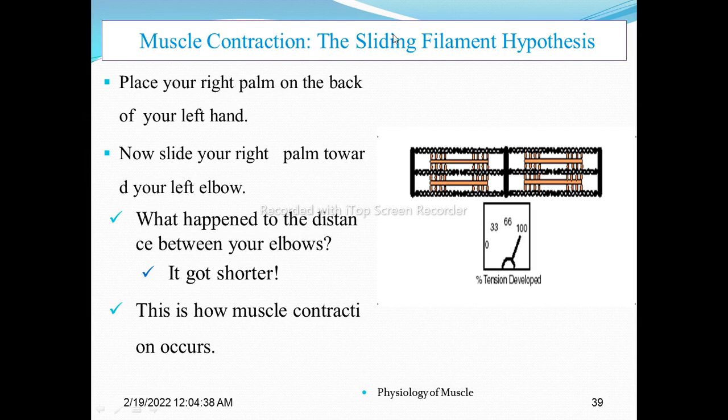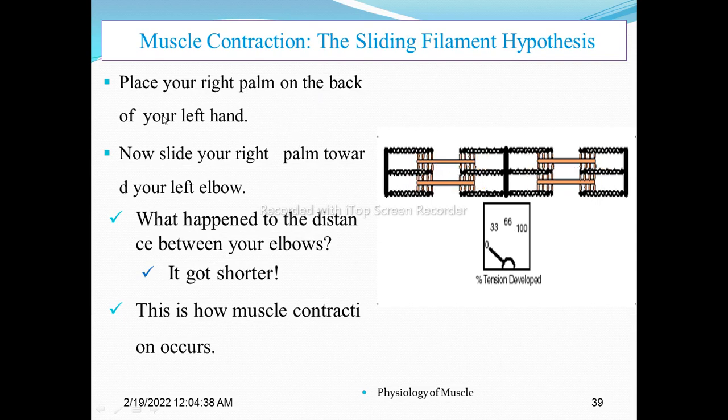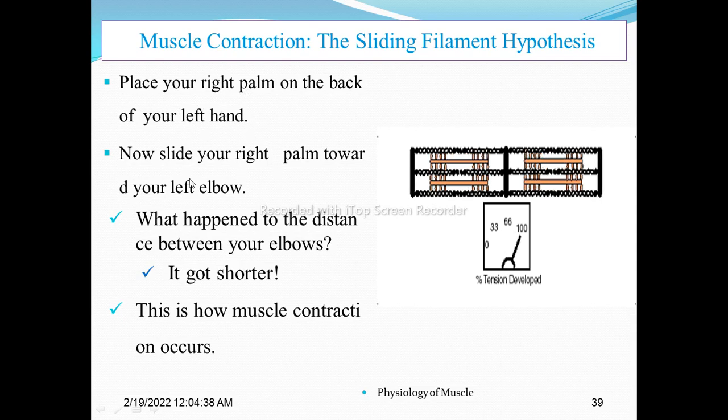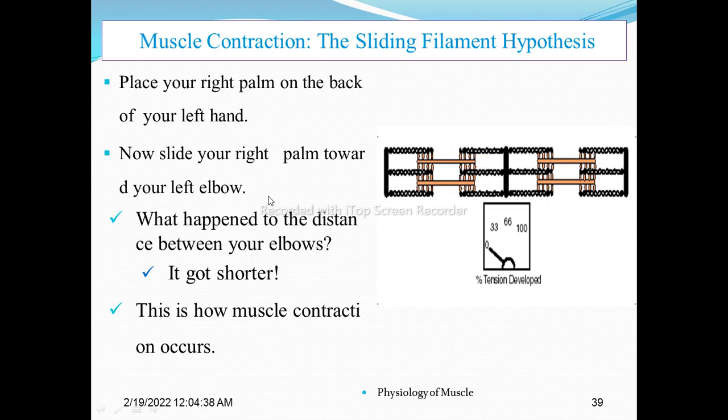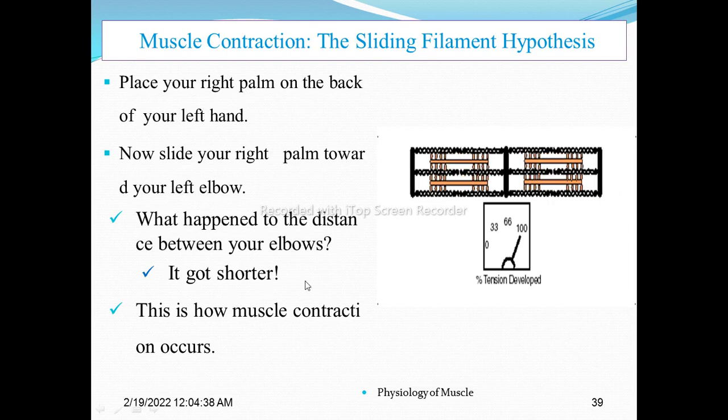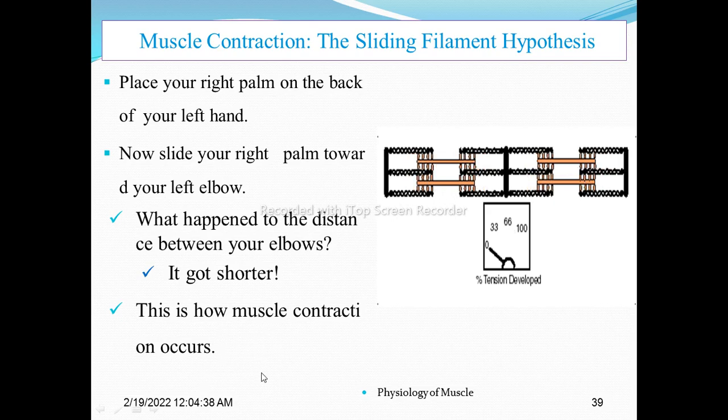To understand the sliding filament hypothesis, first place your right palm on the back of your left hand. Then slide your right palm toward your left elbow. So what happened to the distance between your elbows? It will be shorter. So this is how muscle contraction occurs.